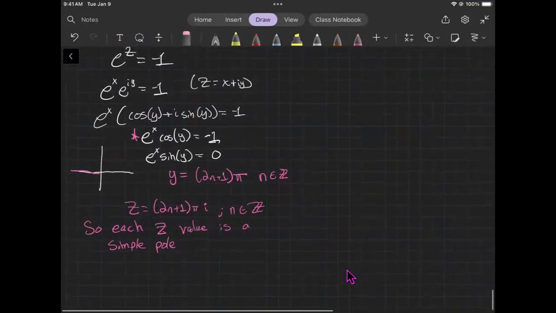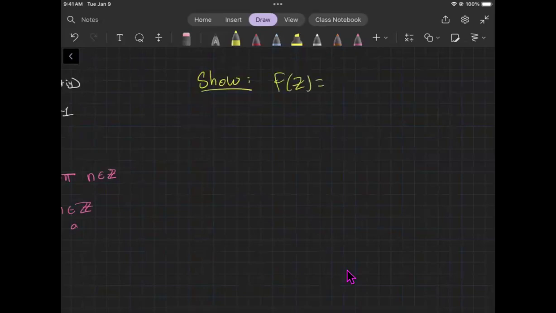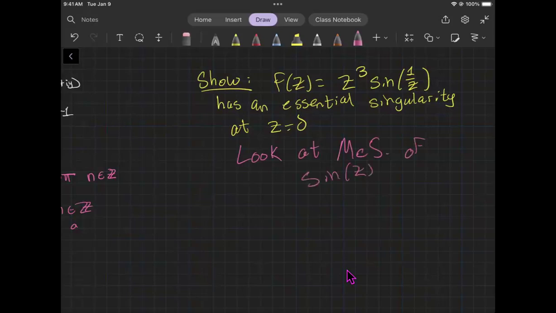So as an example, show f of z equals z cubed times sine of 1 over z has an essential singularity at z equals 0, right? And the idea is to look at the Maclaurin series, the Maclaurin series of sine of z, right? You just build off from that. You should get an infinite number of negative z terms, right? I mean negative exponents on z.